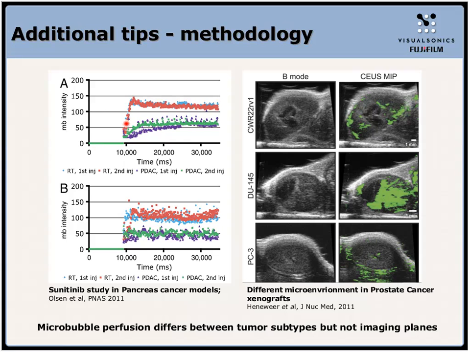But if you take 2 different pancreas tumors, as shown, in the comparison between blue and red in pancreas tumor type 1 and another subtype 2, you can see that there is a difference in perfusion kinetics. This was very well recorded in Olsen et al., using a sunitinib study in pancreas cancer models. It was also very well recorded in a prostate cancer model from a European group, where different microenvironments exist in different prostate cancer xenografts. So I thought this is very important to share with you, especially when you are starting up your imaging methodology, that these parameters have already been addressed.